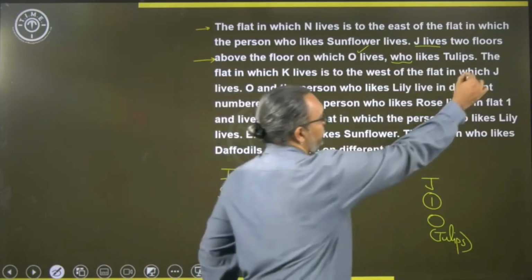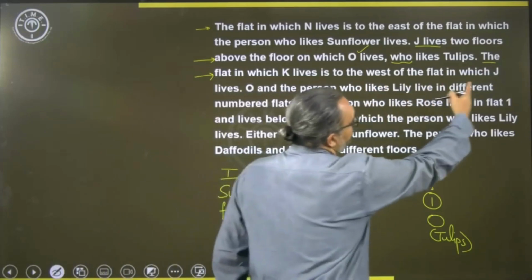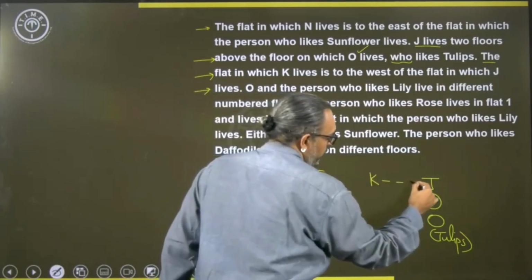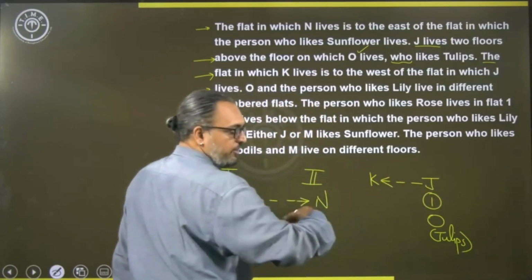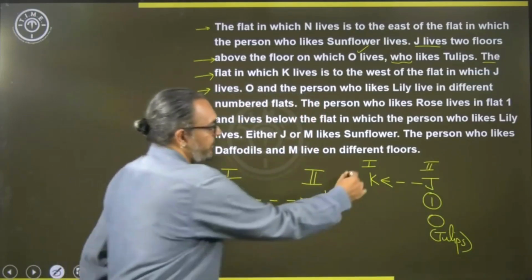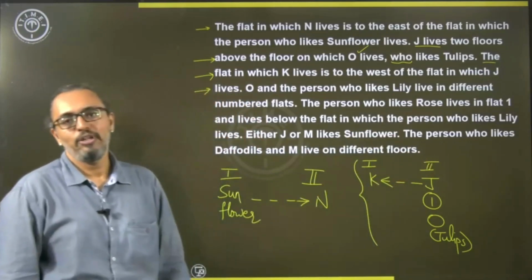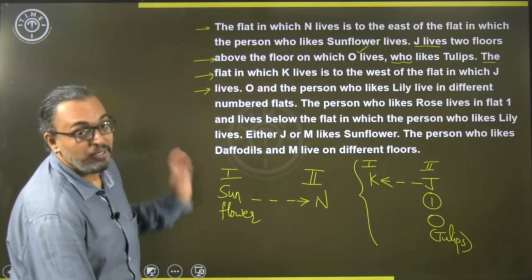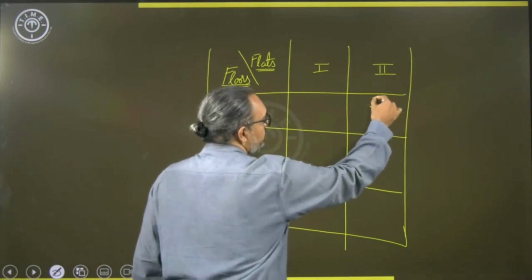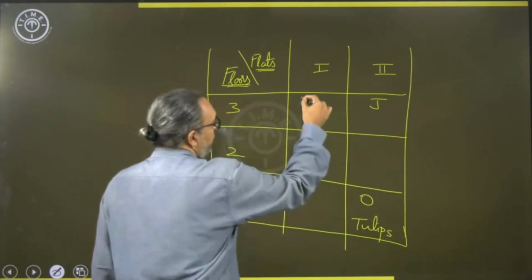Then next line, the flat in which K lives is to the west of the flat in which J lives. So K should be to the west side of J. West is the left side. So this is flat 1 and this is flat 2. So now we can fix this information first, because now we know J and O will be in flat 2 and K will be in flat 1 to the west of J. So J here and O here, tulips, and K here.